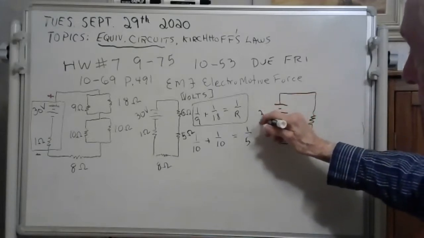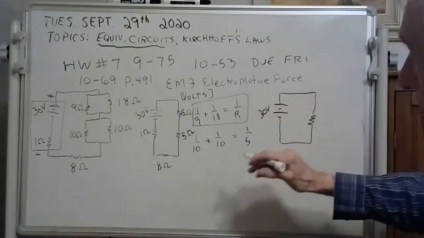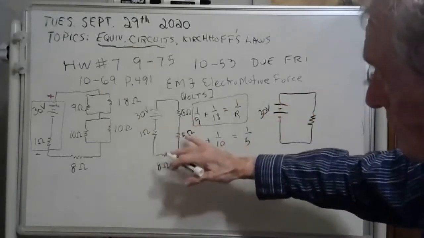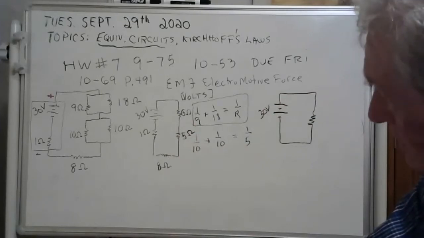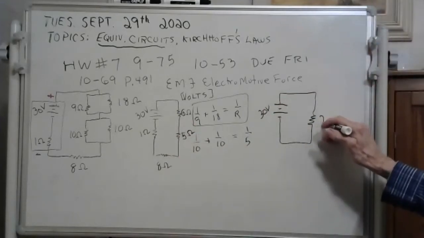So you got your 30 volts. Ooh, that writes better. And you just add these up. 6 and 5 make 11, and 8 make 19, and 1 makes 20.